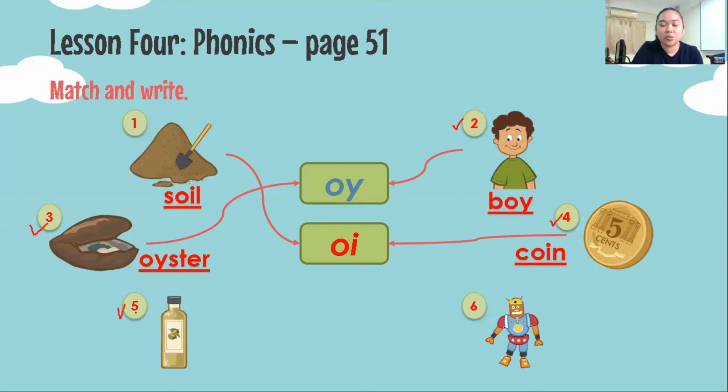And number 5, this is an oil. Yes, oil. Oil has what spelling? O-Y or O-I? Yes, O-I. And the last one is number 6. This is a toy. Good, right? Toy. And what spelling? O-Y or O-I? It's O-Y. Good job. Alright, so these are the words with O-Y and O-I spellings. Number 1, soil. Number 2, boy. Number 3, oyster. Number 4, coin. Number 5, oil. And number 6, toy.